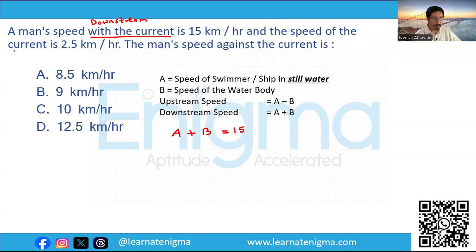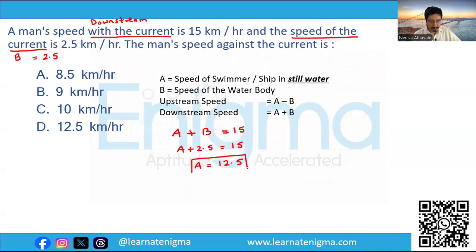And the speed of the current is 2.5 kilometers per hour. Speed of the current, that means this is B. It is nothing but water body. Current is nothing but water body. That means we get B is equal to 2.5. So substituting that here, A plus 2.5 is equal to 15. Therefore, A is equal to 12.5.